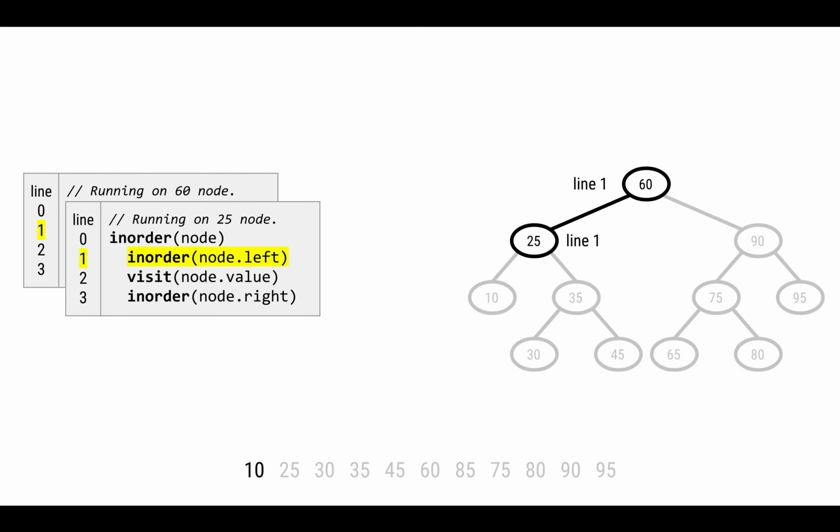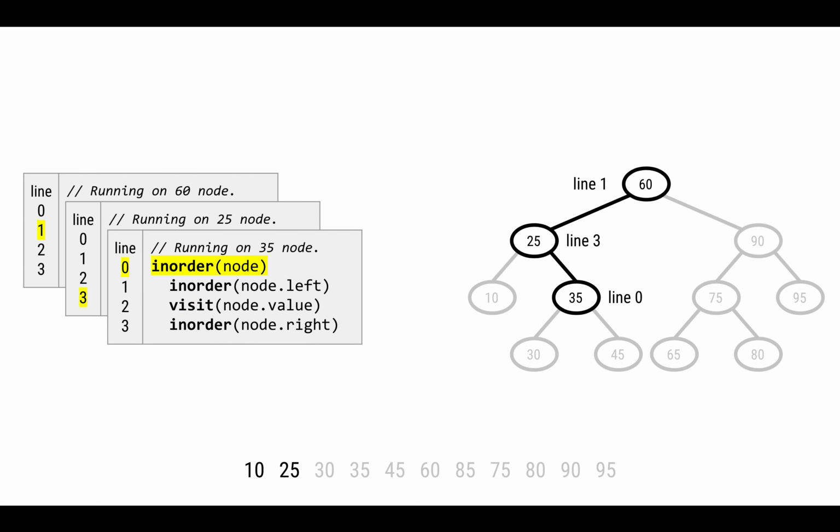We have finished line 1, and so now we're going to visit the value 25. We're actually executing line 2, and after we've executed that, we're going to look at its right children. So we're now executing line 3, and we are not visiting yet. We are now running a new copy on the node 35. We are now going to its left children.